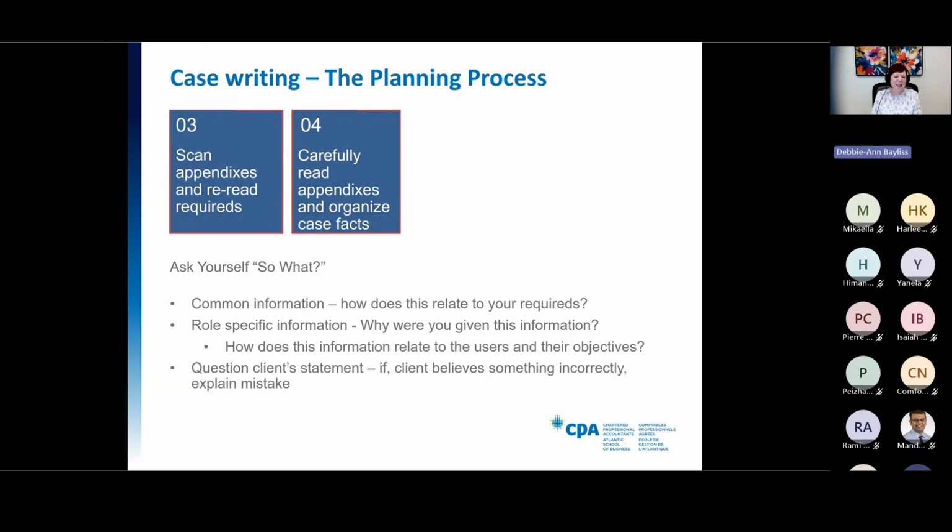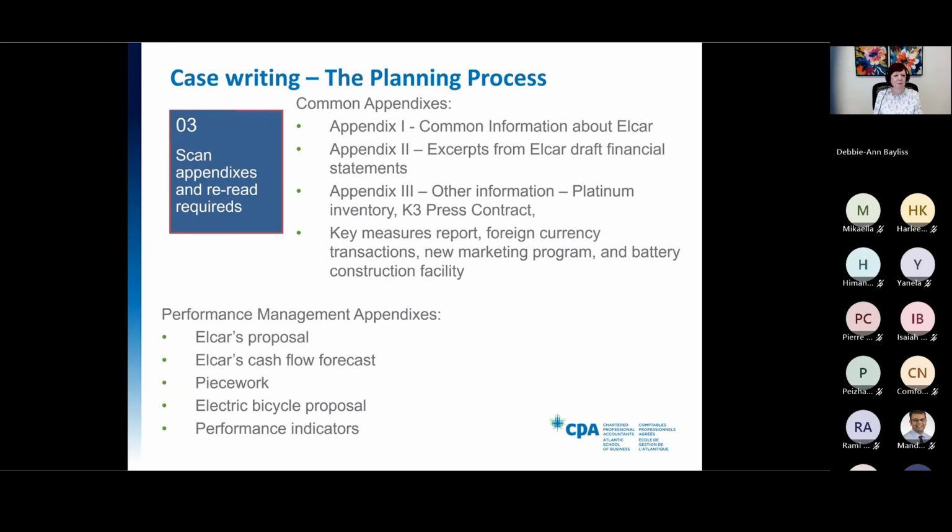I want to really stress, when it comes to role specific information, if you're given an appendix, you need to use it. Ask yourself, how does this information relate to the users and their objectives? When it comes to client statements, if the client says something and you think that's not correct, it's very important to explain to the user why it's incorrect and provide them with the appropriate advice.